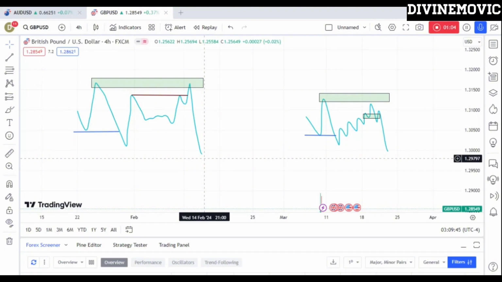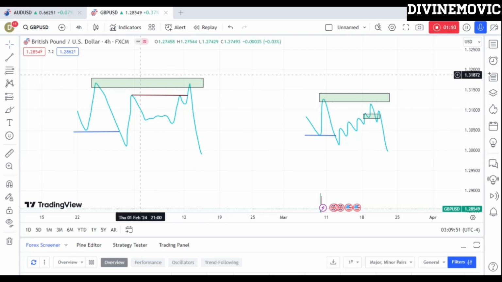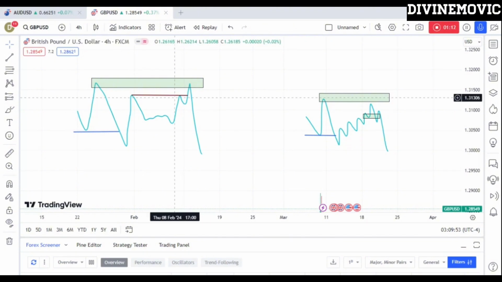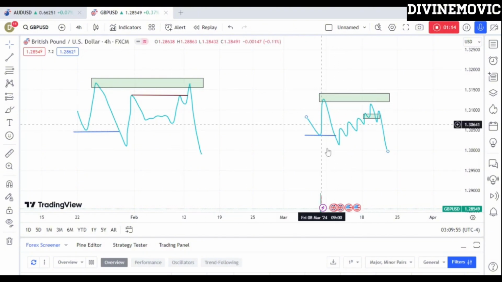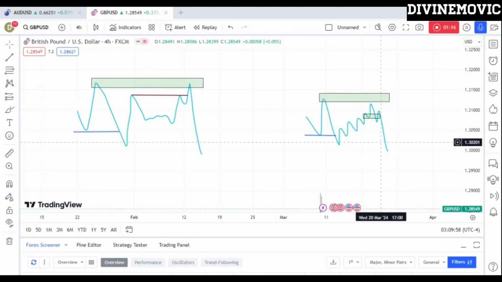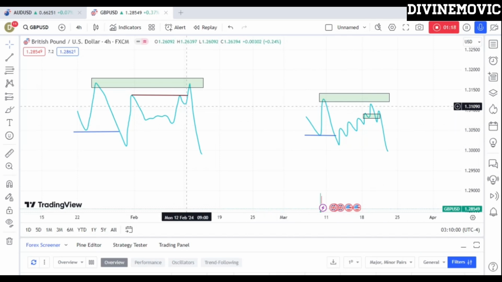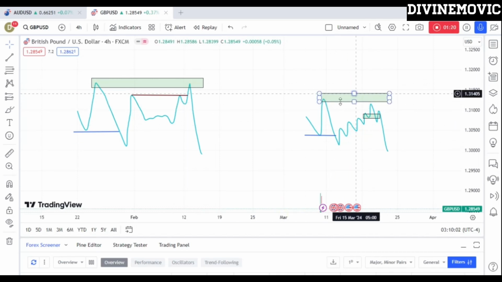Now, before going to the chart, I want you to understand that if price gives us a valid point of interest, there are only two scenarios that can happen. The first scenario is referred to as the sniper entry scenario, and the second scenario is the confirmation entry scenario. So this is likely going to be the first scenario, and this is the second scenario.